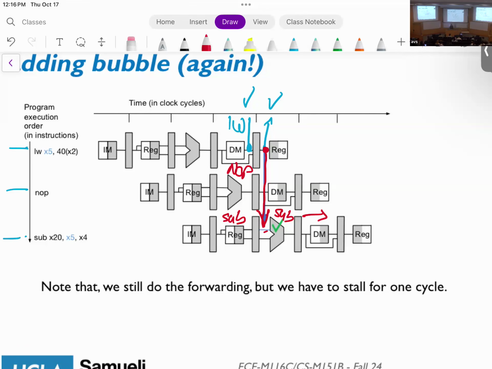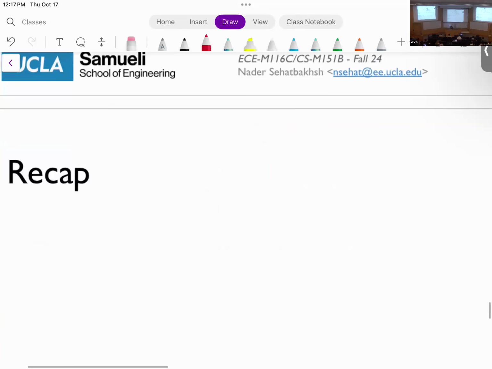Compared to the previous case where we didn't have forwarding, we save one cycle. So we still do the forwarding to save one cycle, but we cannot do forwarding without stalling for the load use data hazard. Okay? So that's the big difference between load use data hazard and the regular R-type or I-type data hazard. Okay?